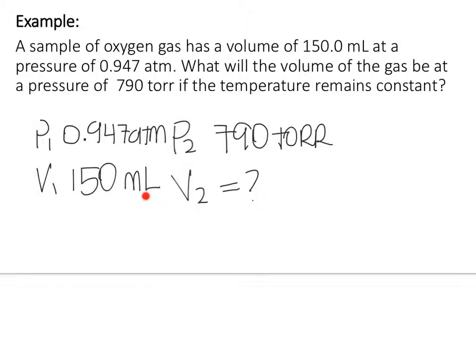And as for volume, if they give you milliliters, put your answer in milliliters. If they give you liters, put your answer in liters. If they give you both, pick one. Okay? So, I'm going to convert this to atm. When I do that, I get 1.04 atm. So, our equation is P1V1 equals P2V2.